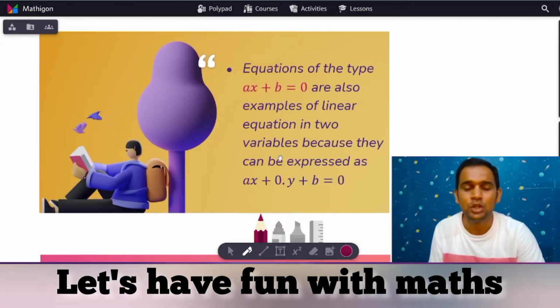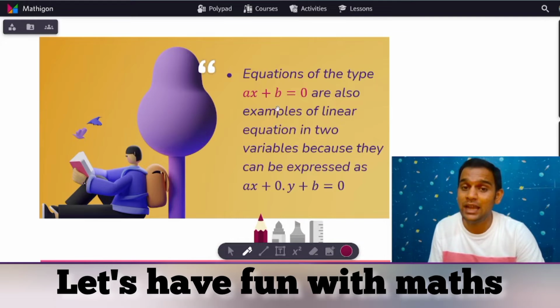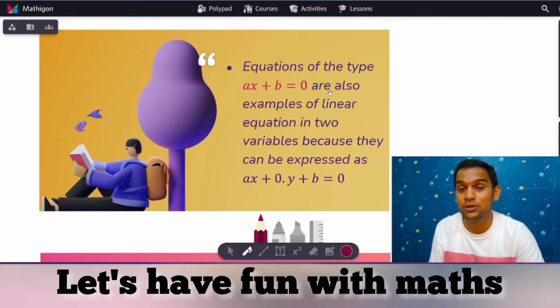Yes. So one thing we have to observe here is equations of the type ax plus b equals 0 are also examples of linear equation in two variables, because they can be expressed as ax plus 0y plus b equals 0.